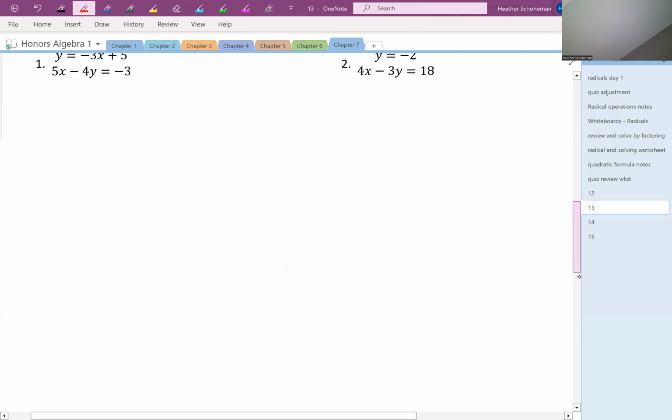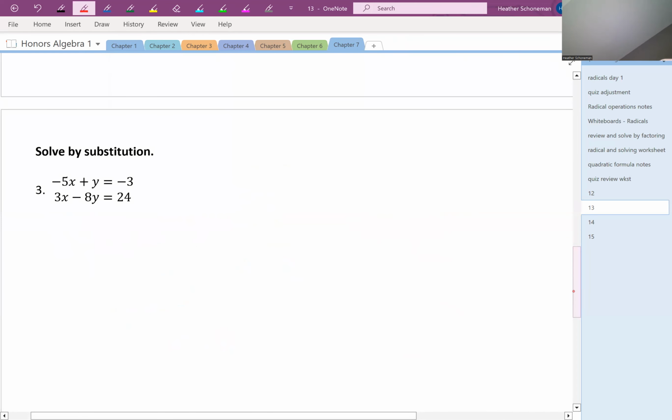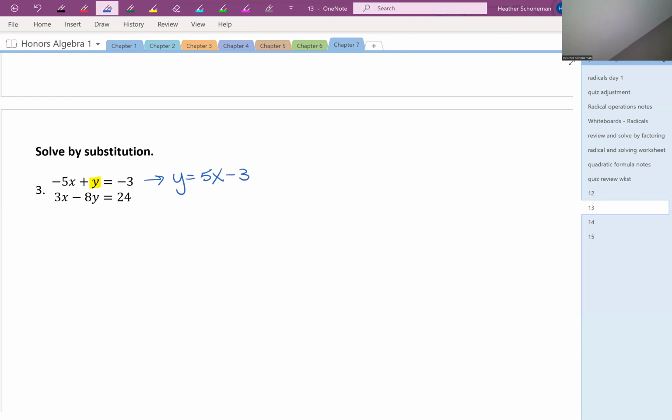Okay, flip over to the back and look at number 3. Now this one is not solved for x or y, but this equation here can easily be solved for y. I can do that by adding 5x to both sides. So I can rewrite it as y equals 5x minus 3. Now, since this is what y equals, I can plug that into this y. So I can take this part and substitute it in.